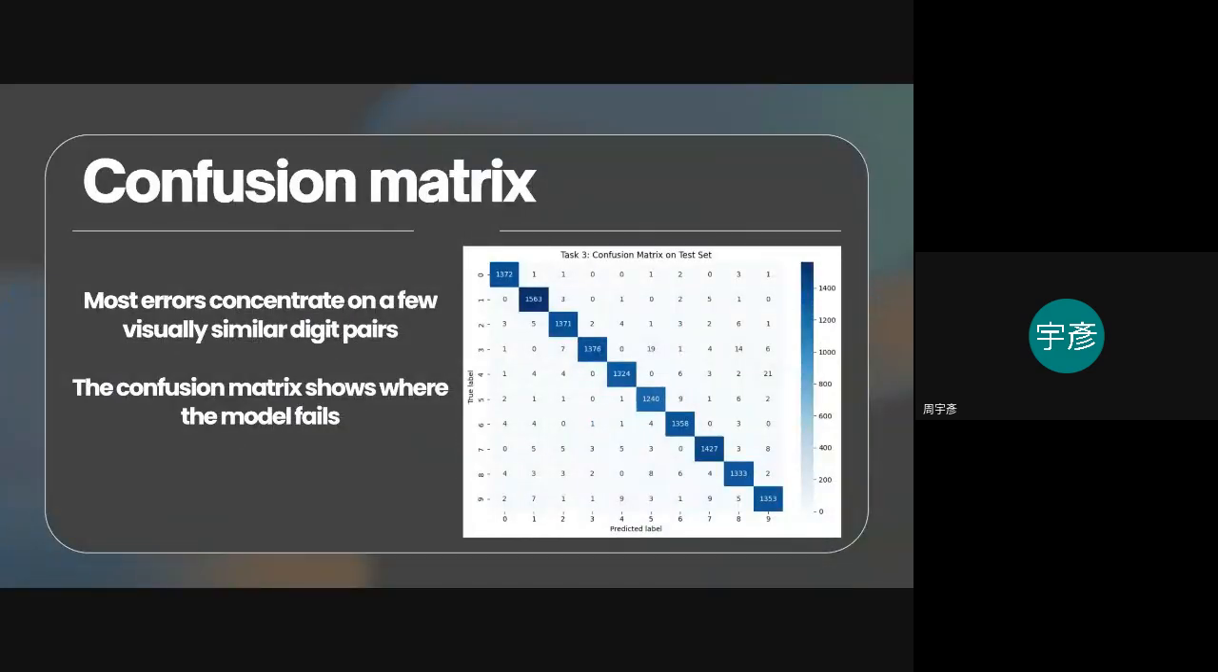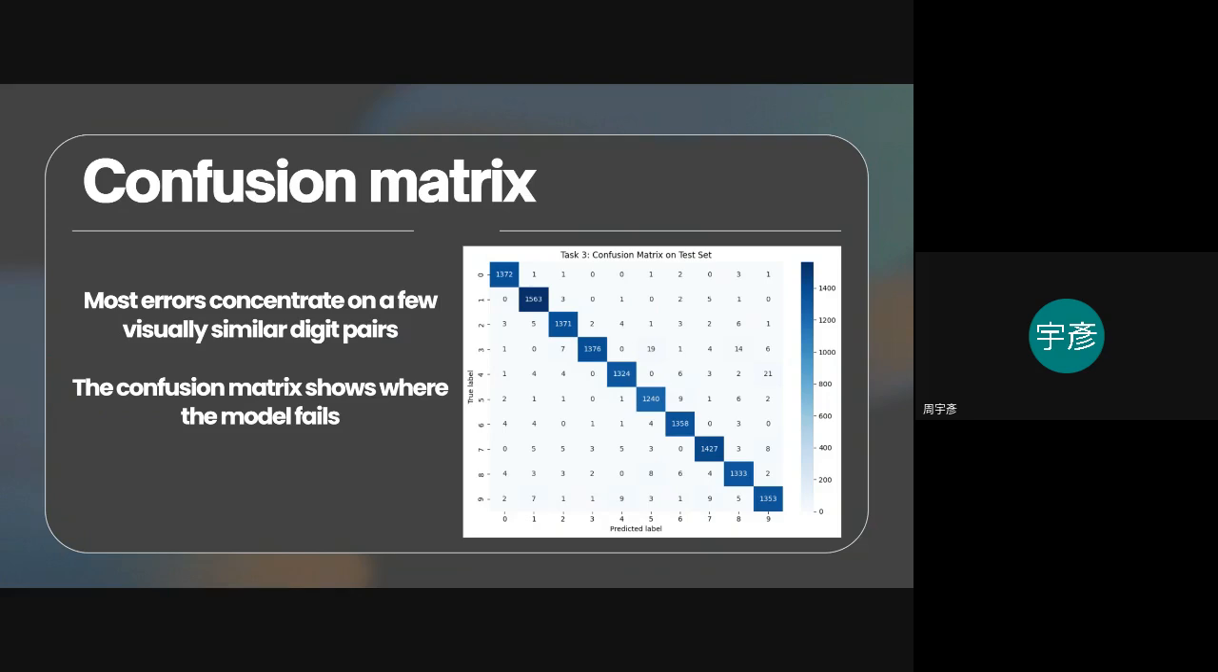This slide presents the confusion matrix of the baseline model on the test set. The diagonal entries represent correct predictions, so darker values along the diagonal are better. The off-diagonal entries show misclassifications, meaning how often one digit is predicted as another digit. We can see that most samples are classified correctly because the diagonal is very strong. However, the mistakes are not spread randomly.